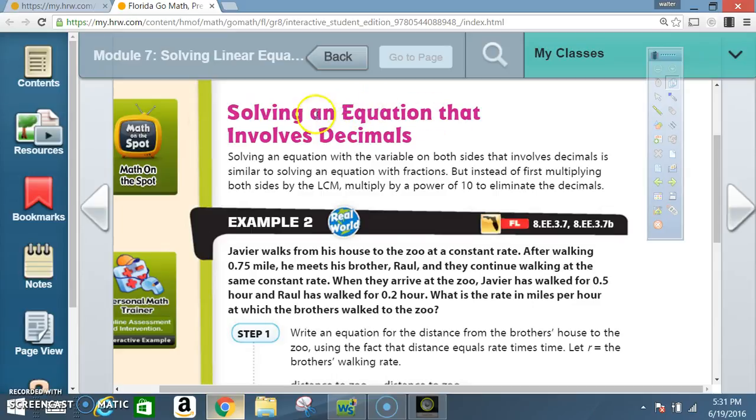Solving an equation that involves decimals. Example 2. Javier walks from his house to the zoo at a constant rate. After walking 0.75 mile, he meets his brother, Raul, and they continue walking at the same constant rate. When they arrive at the zoo, Javier has walked for 0.5 hour and Raul has walked for 0.2 hour. What is the rate in miles per hour at which the brothers walk to the zoo?